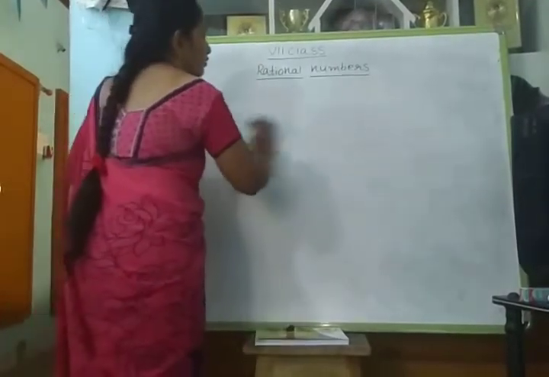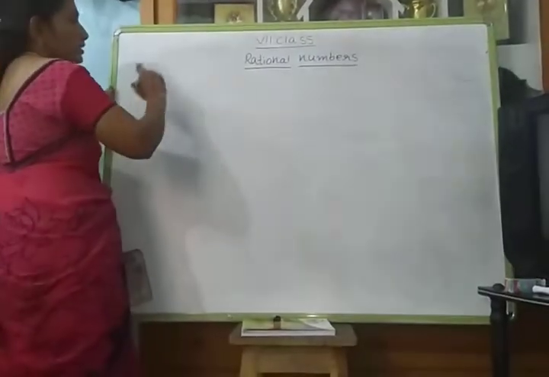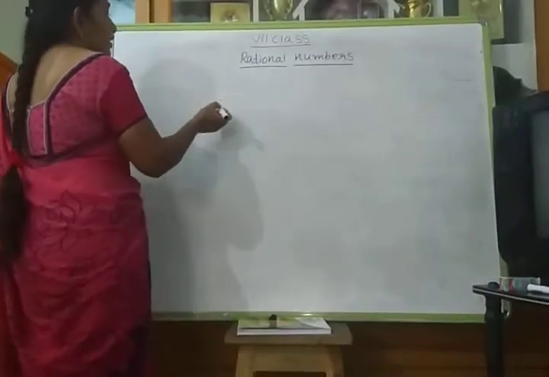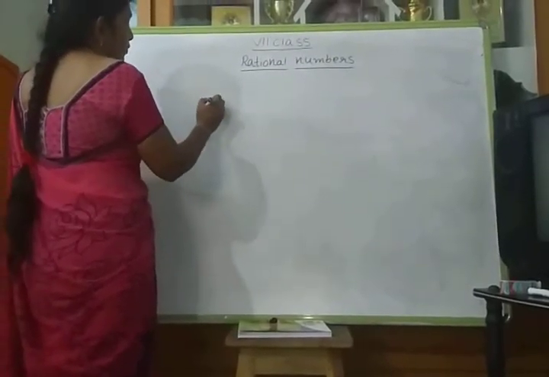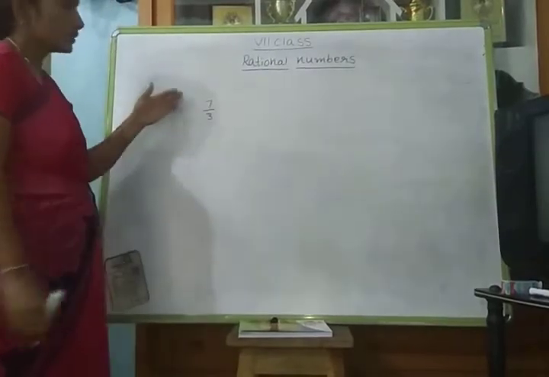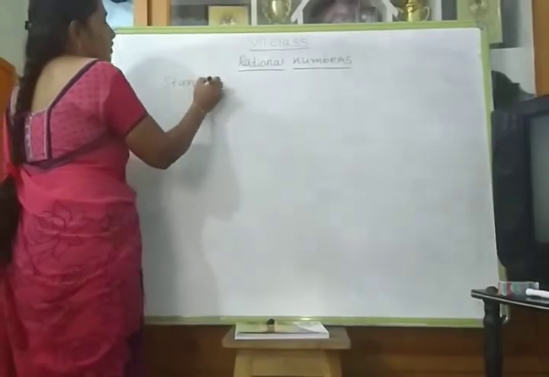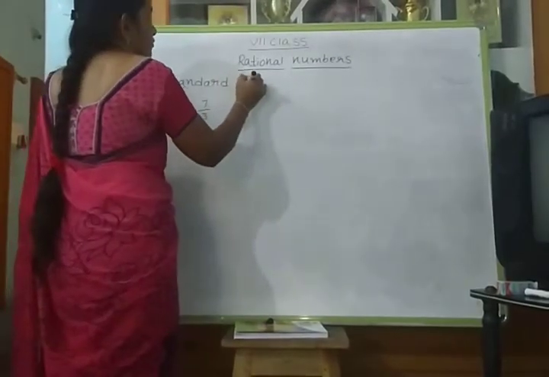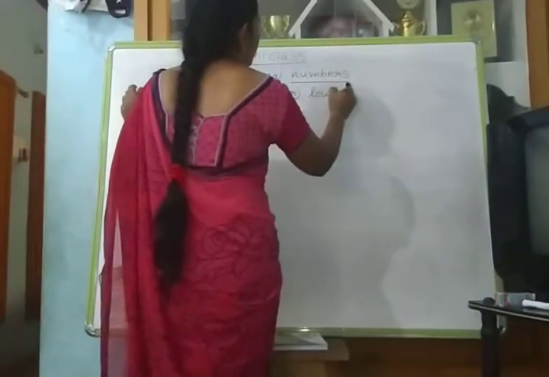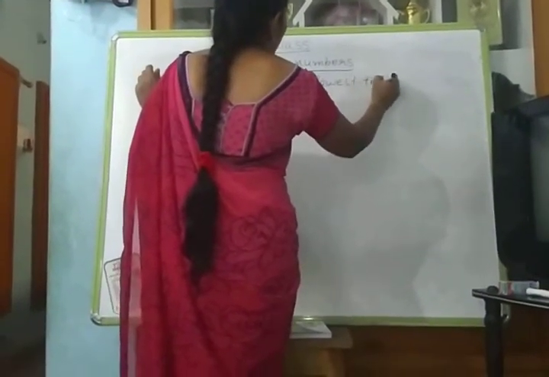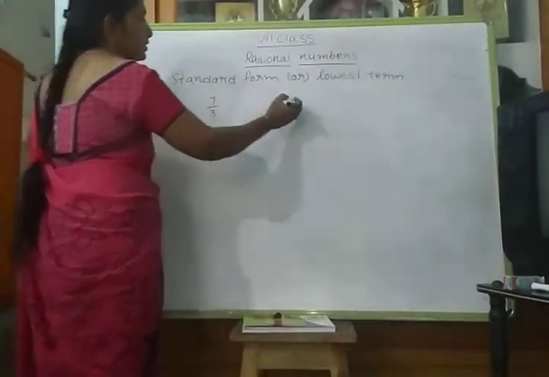Next, standard form of a rational number. Already in fractions we discussed, here also same. Standard form is what? If the numerator and denominator have HCF of 1, common factor 1. For example, 7 by 3. It is in the standard form, or lowest form, or simplest form. So 7 by 3, their HCF is 1.